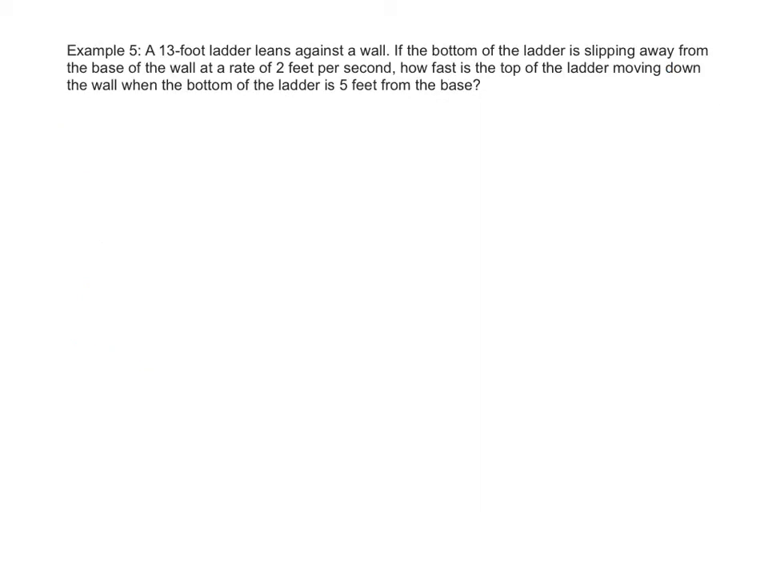All right, so in this question, we're talking about a 13-foot ladder. It's leaning up against the wall, so here's our wall, here's the ground, and then this will be our ladder. So that's a fixed distance of 13. All right, the ladder is always 13 feet long. The bottom of the ladder is slipping away from the base of the wall at a rate of 2 feet per second. So let's let this distance be x and this distance be y.